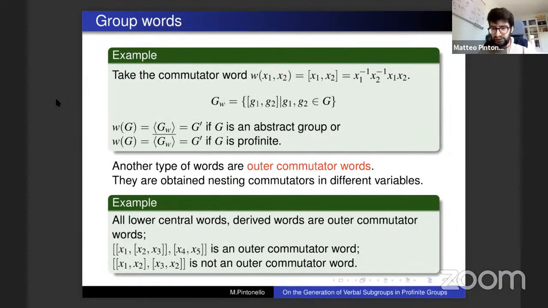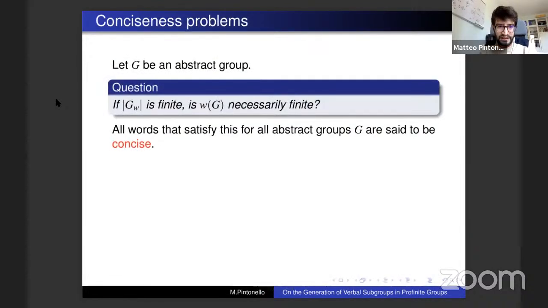A slightly broader set of words are outer commutator words, which are obtained by nesting commutators in different variables. So, for example, lower central words and derived words. The first example is an outer commutator word, but the second one is not, because the variable x2 repeats once. So these are the words, and the main problem, the one in which the question I worked on arises, is the one on conciseness. I will give a bit of history of the problem.